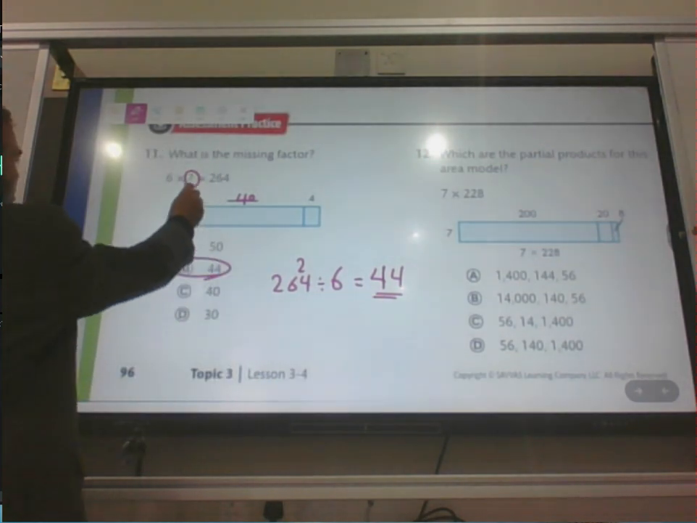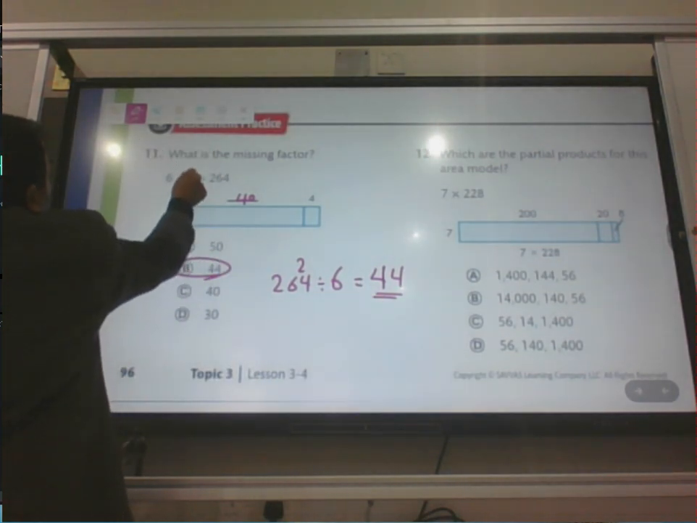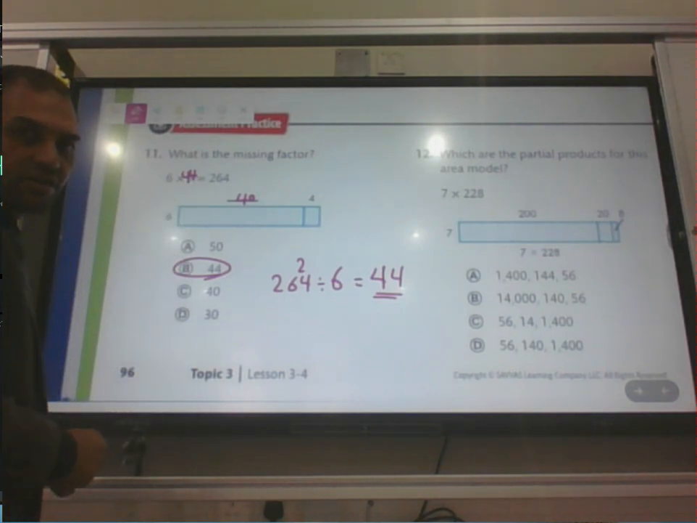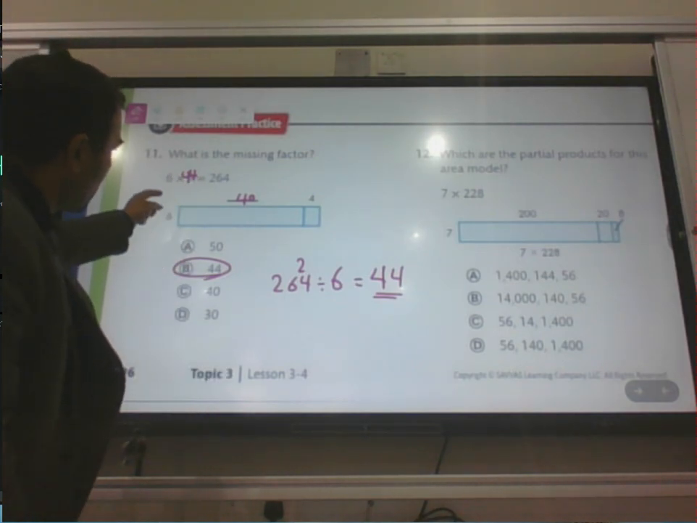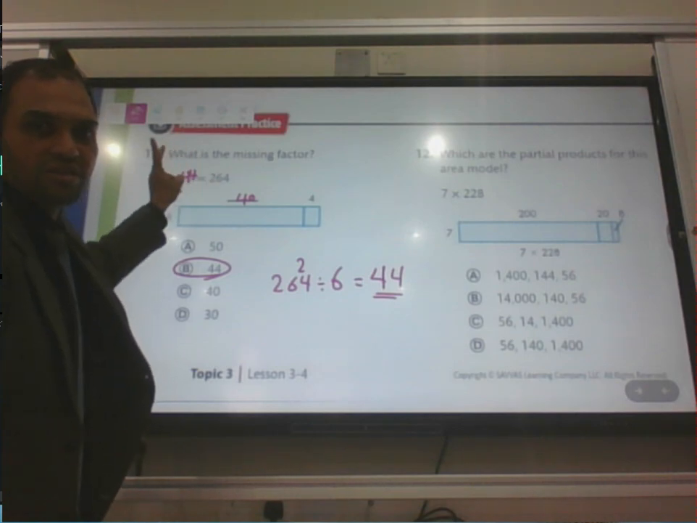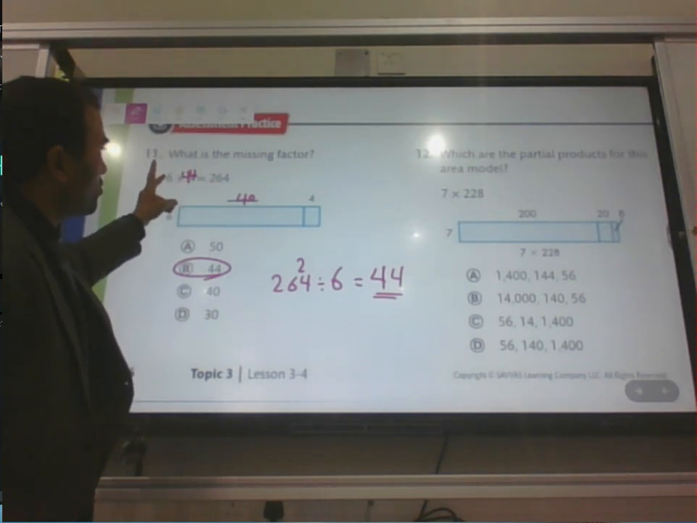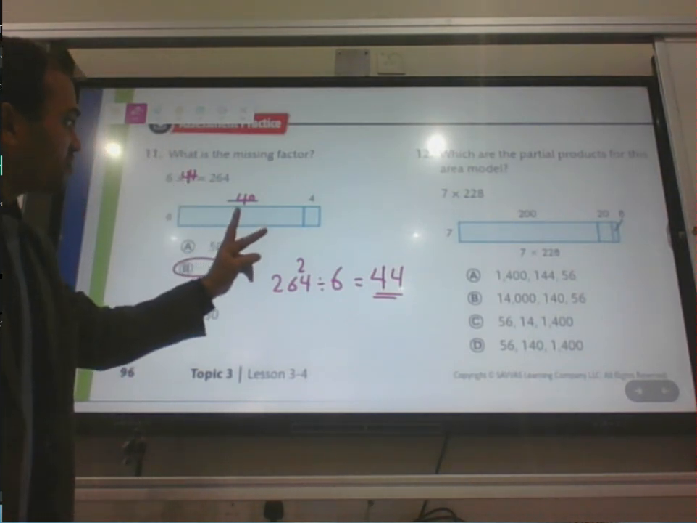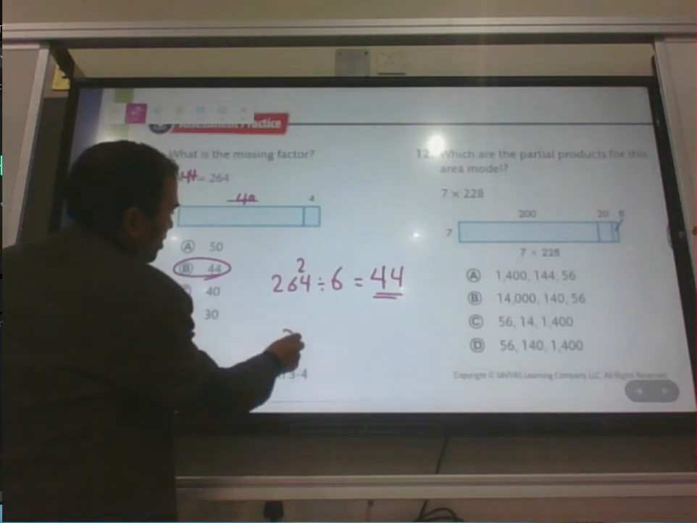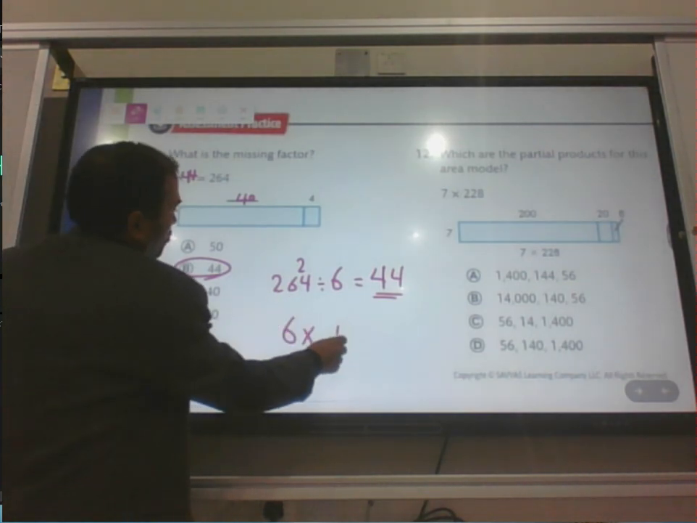We have 6 times 44 equal to 264. You can solve it again. 4 times 6 is 24, write 4 and carry 2. And then 4 times 6 is 24, plus 2 equals 26. Then we have two factors there. The first factor was 6, and the second factor is 44.